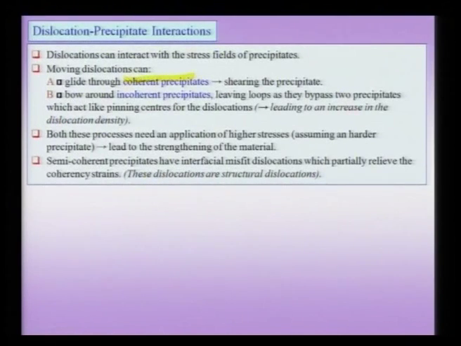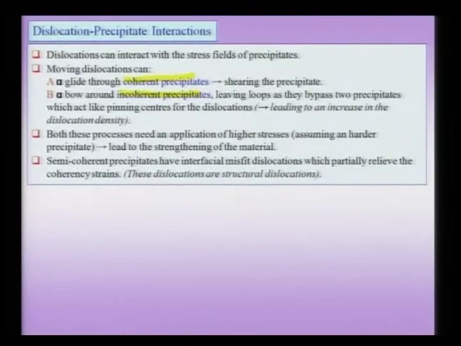An important point to be noted here is, even though I said that there is an interfacial misfit dislocation present in the case of a semi-coherent precipitate, we are not dealing with the interaction of that dislocation with the precipitate. What we are talking about is a dislocation which is present in the matrix far away from the interface, which is now moving towards the precipitate and trying to interact with it. But in this set of lectures, we will only consider the interaction of a dislocation with a coherent precipitate and with an incoherent precipitate. So, what is the essential difference between a dislocation interacting with these two kinds of precipitates?